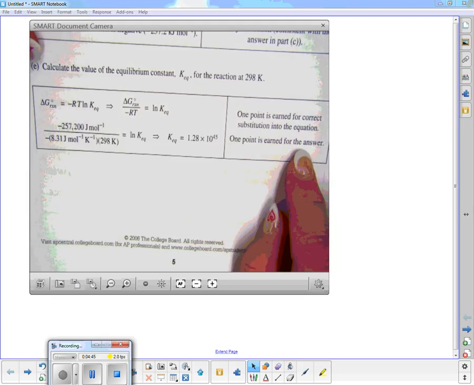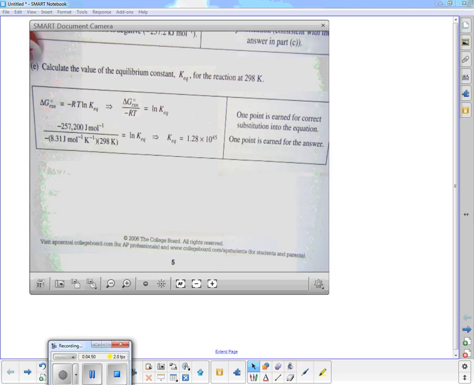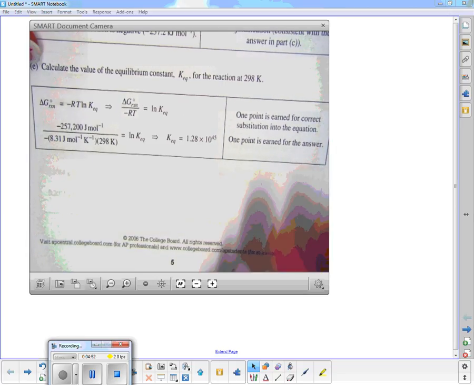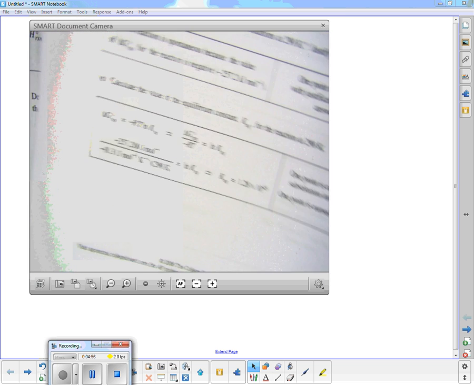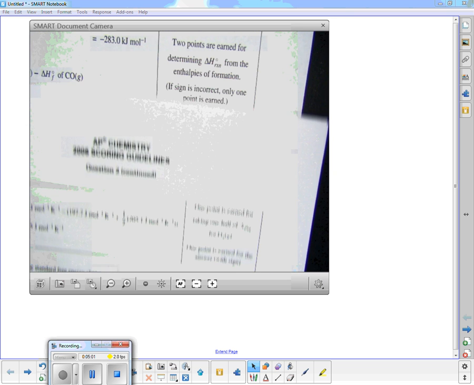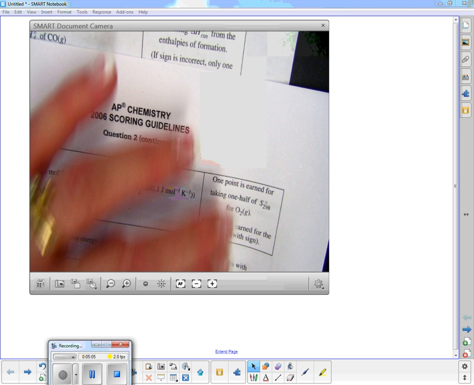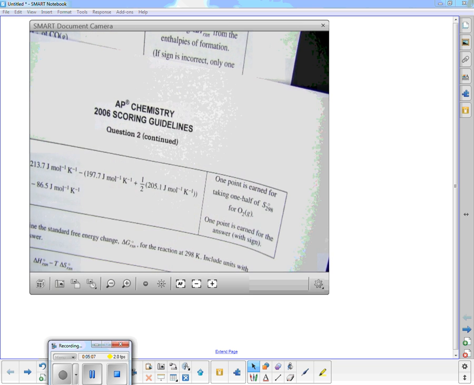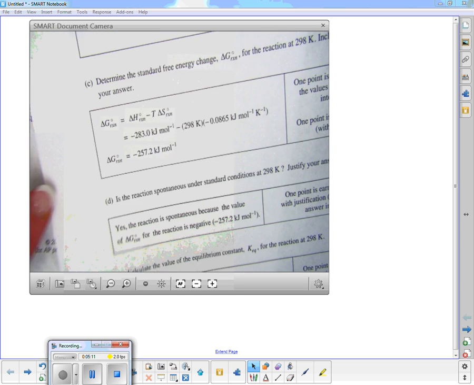Okay, you get 1 point for the correct substitution, 1 point for the correct answer. So I believe that's 1, 2, 3, 4, 5, 6, 7. Is that 10 on this one? How many points were there for C? C was 2 points. You got 2 points for A, so 2, 4, 6, 7, 8, 9. This is 9 points.